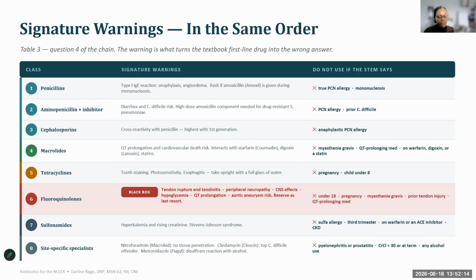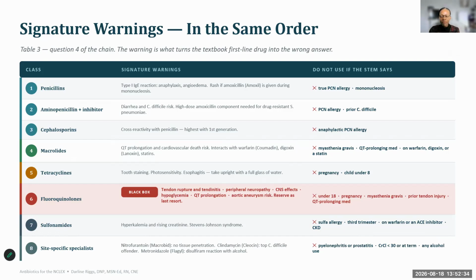Young, old, pregnancy, of course, allergy, resistance. You've got to keep these things in mind, okay? I give you a question and I put that there's QT prolongation. You've got to wonder why and what drug family does that eliminate, okay?